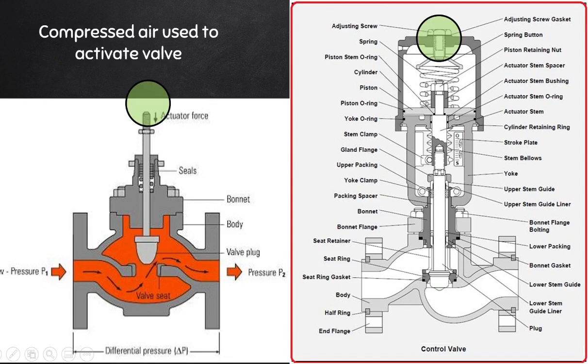Now, in the image shown on the left hand side, the actuator forces the plunger closer to the seat, and as such this valve would fail in the fully open position when the force acting on the actuator is lost due to something like a loss in pneumatic pressure.